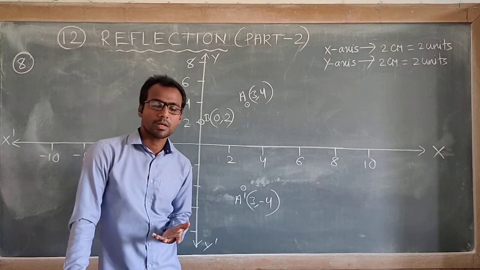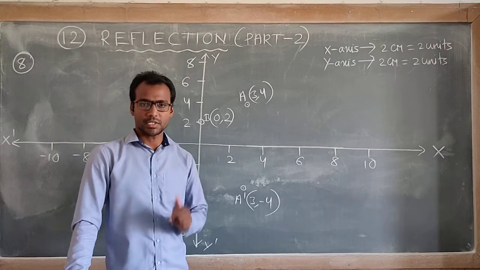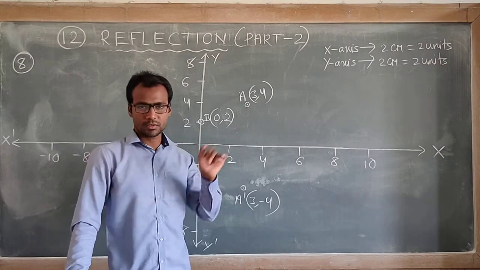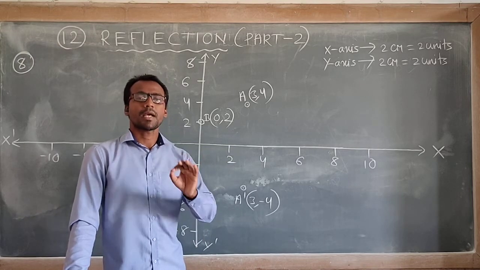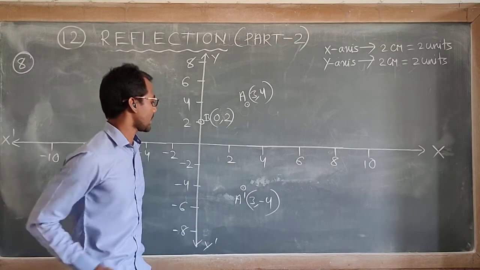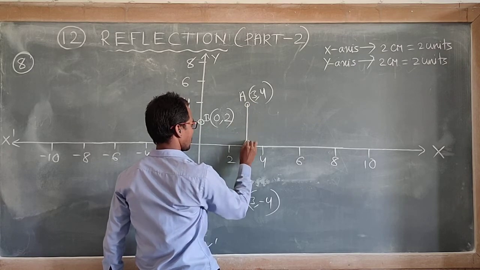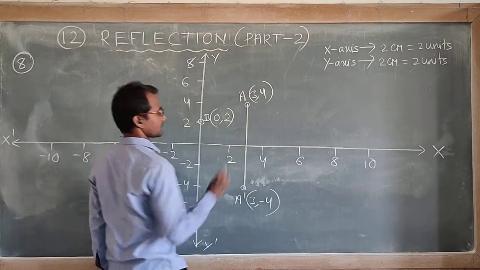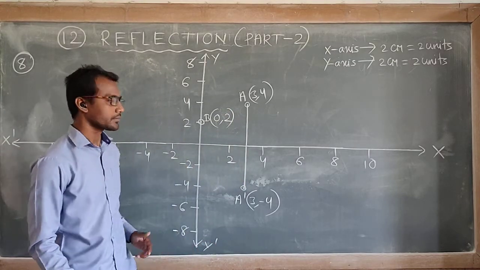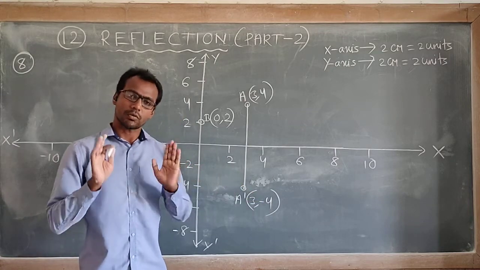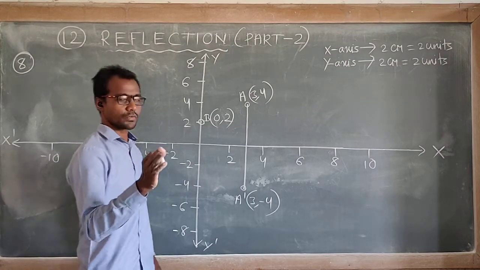I had given formulas for reflection in the x-axis, y-axis and origin. But this second bit is not reflection in the x-axis, y-axis or origin. This is reflection in a line parallel to the y-axis. If you join AA dash, look at this line. This is a line parallel to the y-axis. There is a formula for this, but it is out of syllabus, so I am not giving this. Just use your common sense.